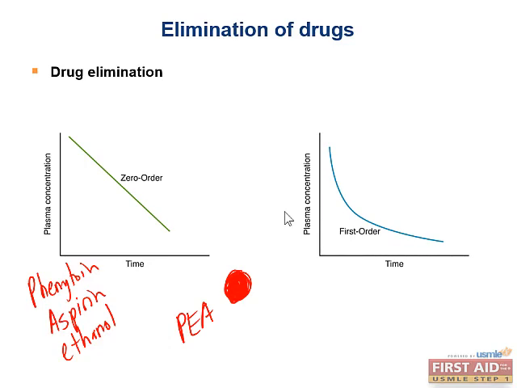Then next, we've got first order elimination. The rate of elimination is going to be proportional to the concentration of the drug in the body.